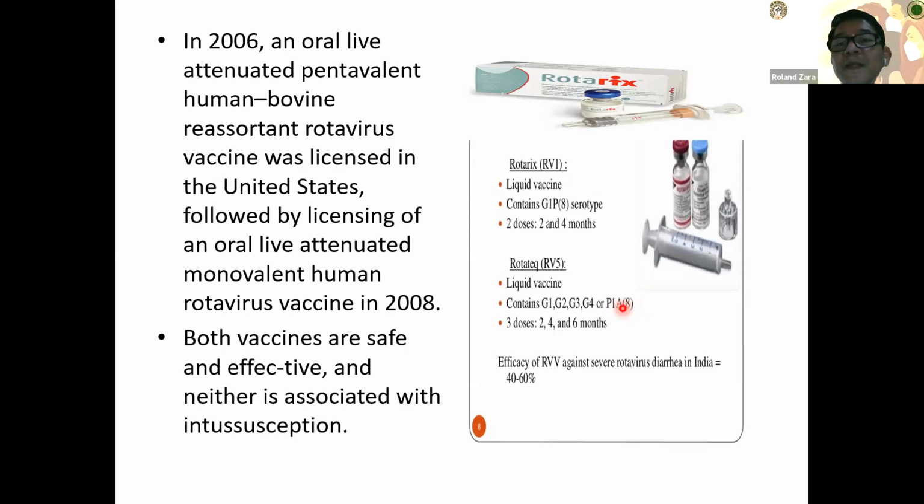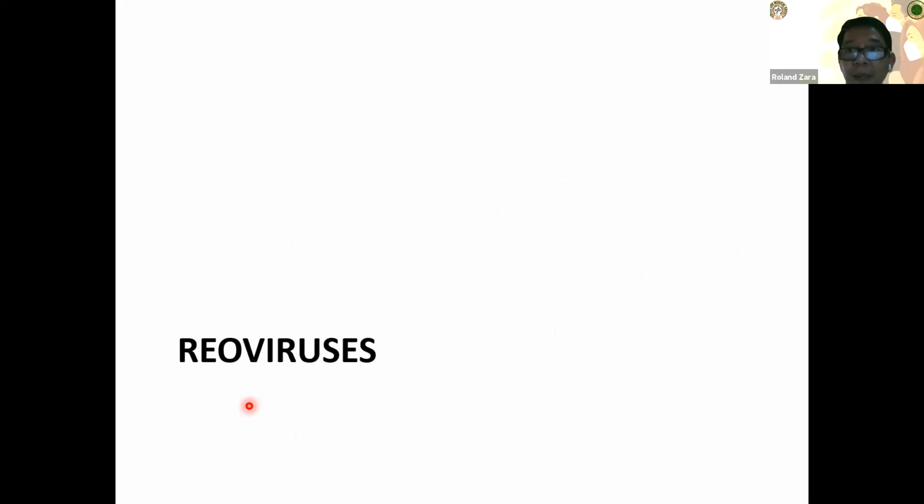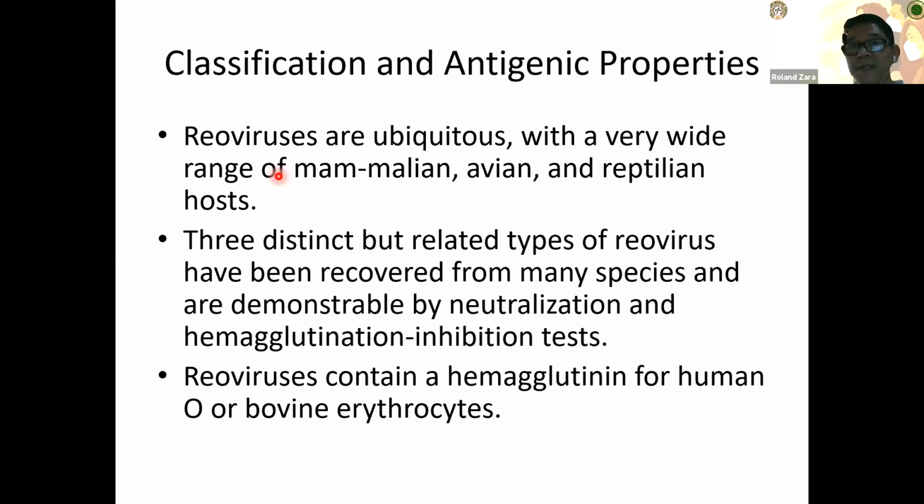3 doses, at 2 months, 4 and 6 months. These Rotarix and Rotateq are live attenuated. Yung mga monovalent, when you see live attenuated, they are contraindicated sa mga immunocompromised. Both vaccines are safe and effective. Okay, so in general, let's go back to your reoviruses. Reoviruses are ubiquitous, worldwide. Related types of reo have been recovered from many species as demonstrated by neutralization and hemagglutination inhibition. Your reo can contain hemagglutinin for human O or bovine erythrocytes. Okay, so this one is the pathogenesis.